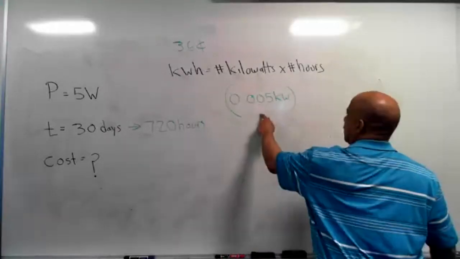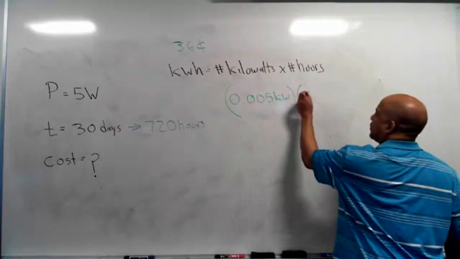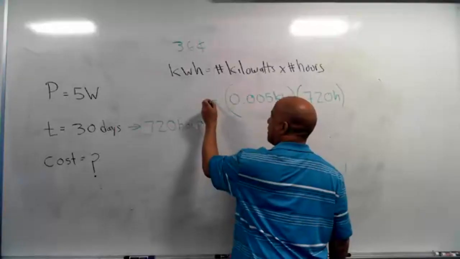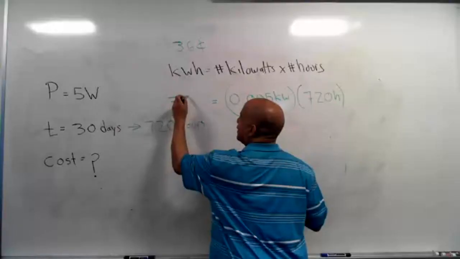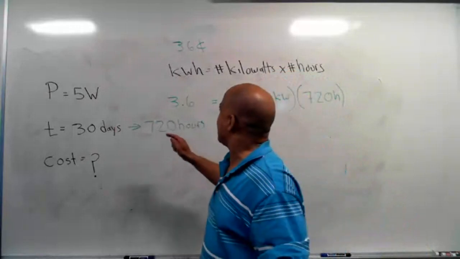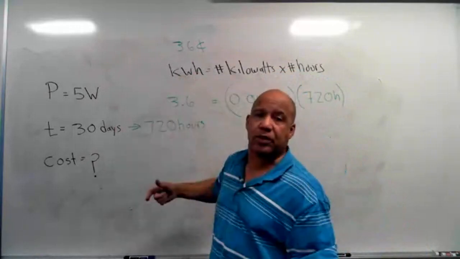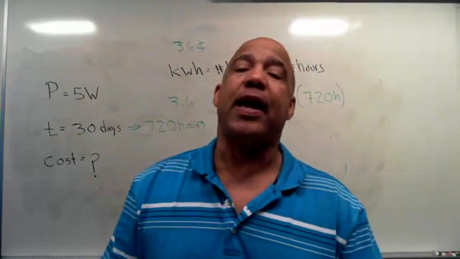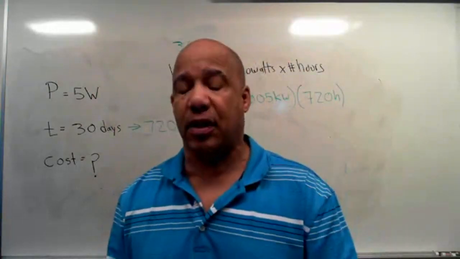So we got 0.005 kilowatts. We're going to use that power for 720 hours. So how many kilowatt hours is that? 3.6. And I always say 3.6 what? 3.6 kilowatt hours of energy, because people tend to think a kilowatt hour is a unit of power. It is not. A kilowatt hour is a unit of energy.